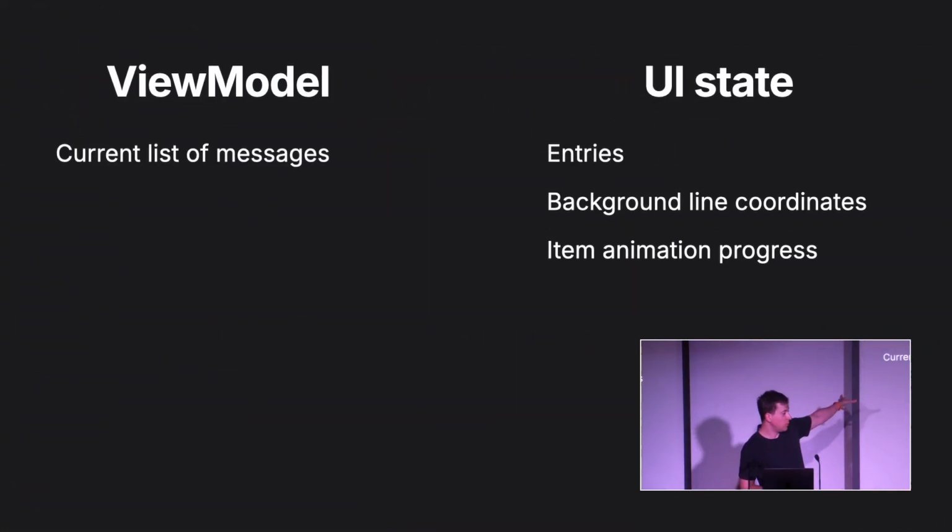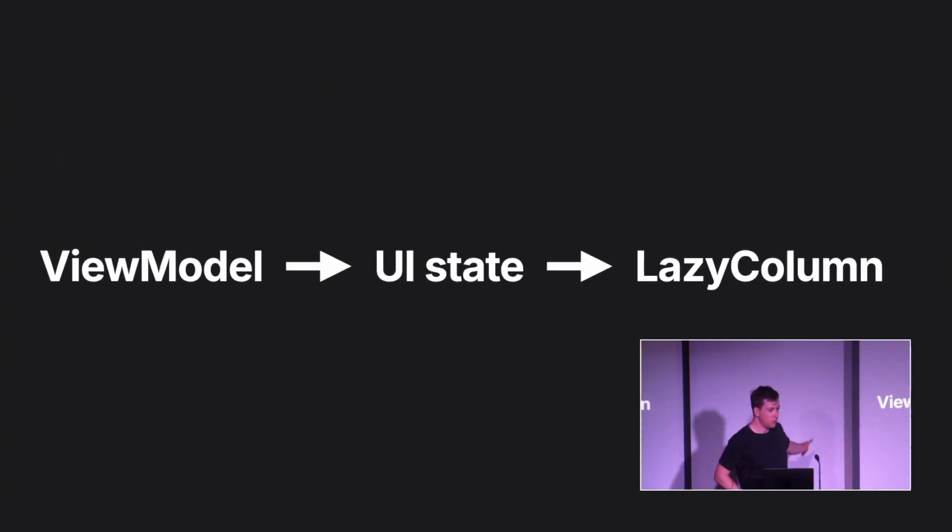The reason for this is your ViewModel is really good at just like the actual data stuff. But we're talking about storing pixel information. That's something the ViewModel has absolutely no business knowing about. They're two very different layers. And so if you want to think about how we put this stuff together, the ViewModel feeds data into your UI state, which then finally feeds into your LazyColumn to render all of your stuff.